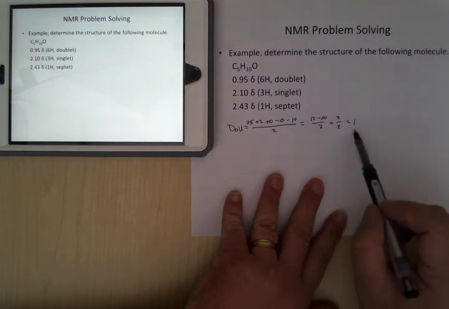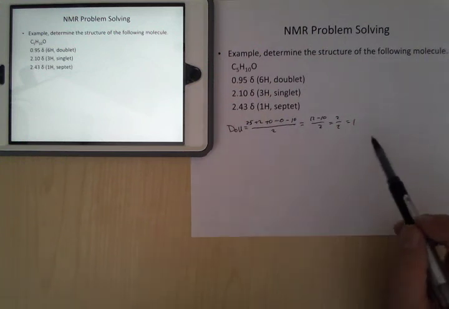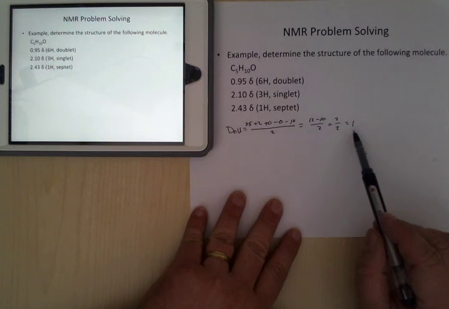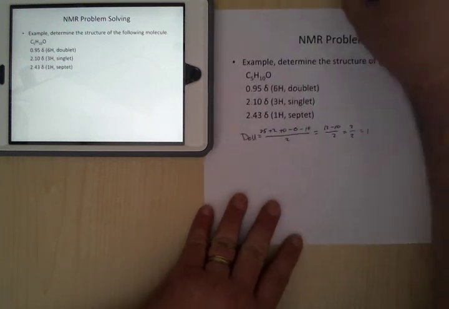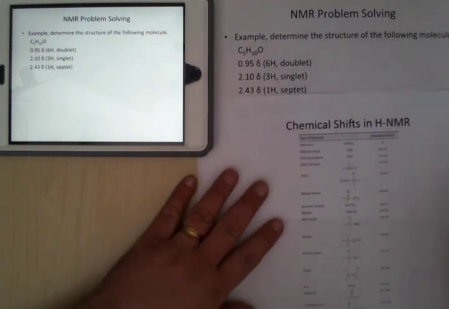Okay, so there we go. So we have 1 degree of saturation, right? So we don't know anything yet. Okay, so what do we know so far? So this one here, we can look at these chemical shifts. They're pretty far upfield, right?